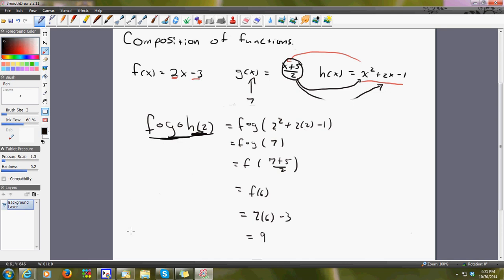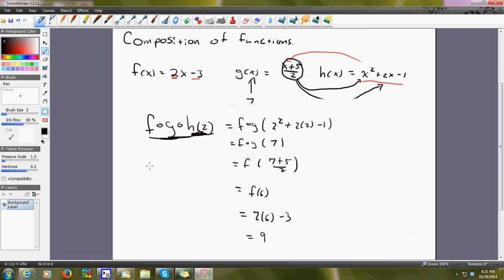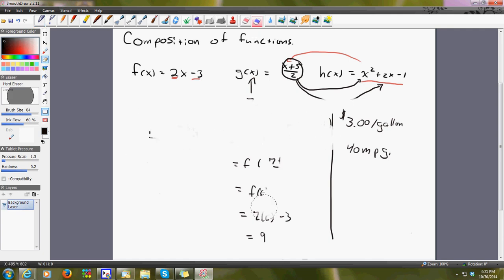Pretty cool practical applications as well, but we're running low on time. Well, actually, I'll give you one real quick. If it costs $3 per gallon to put gas into your car, and you can drive, let's say, 40 miles per gallon. Let's see if I can erase some of this. We can have it work like this.